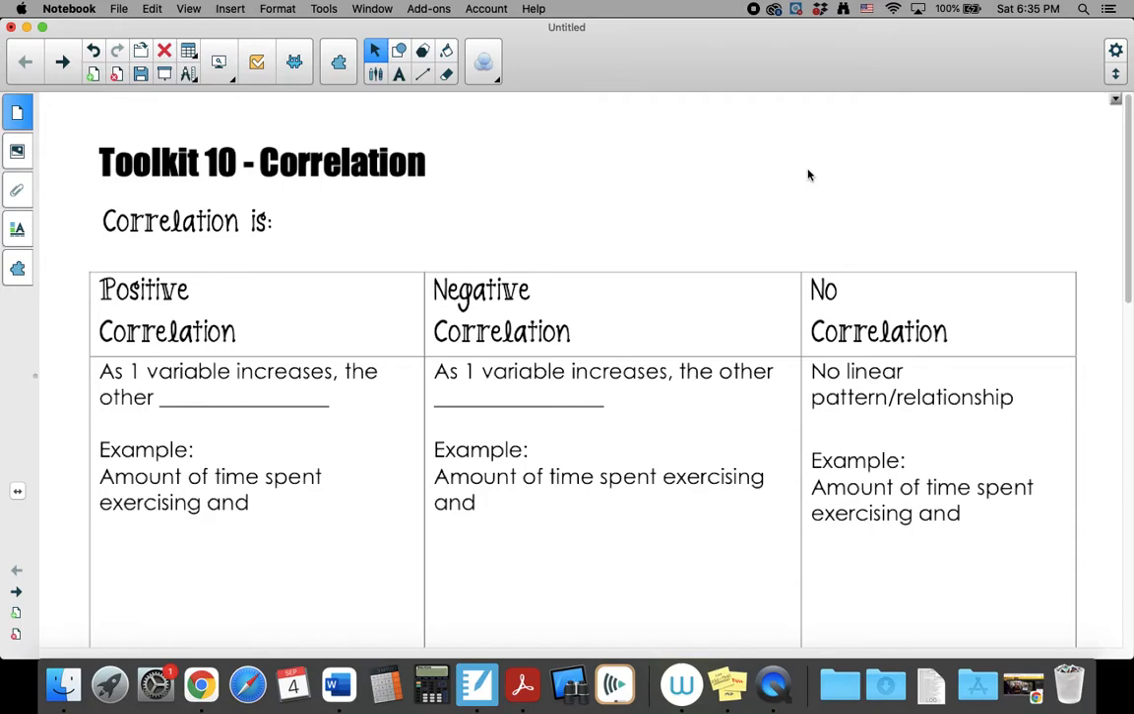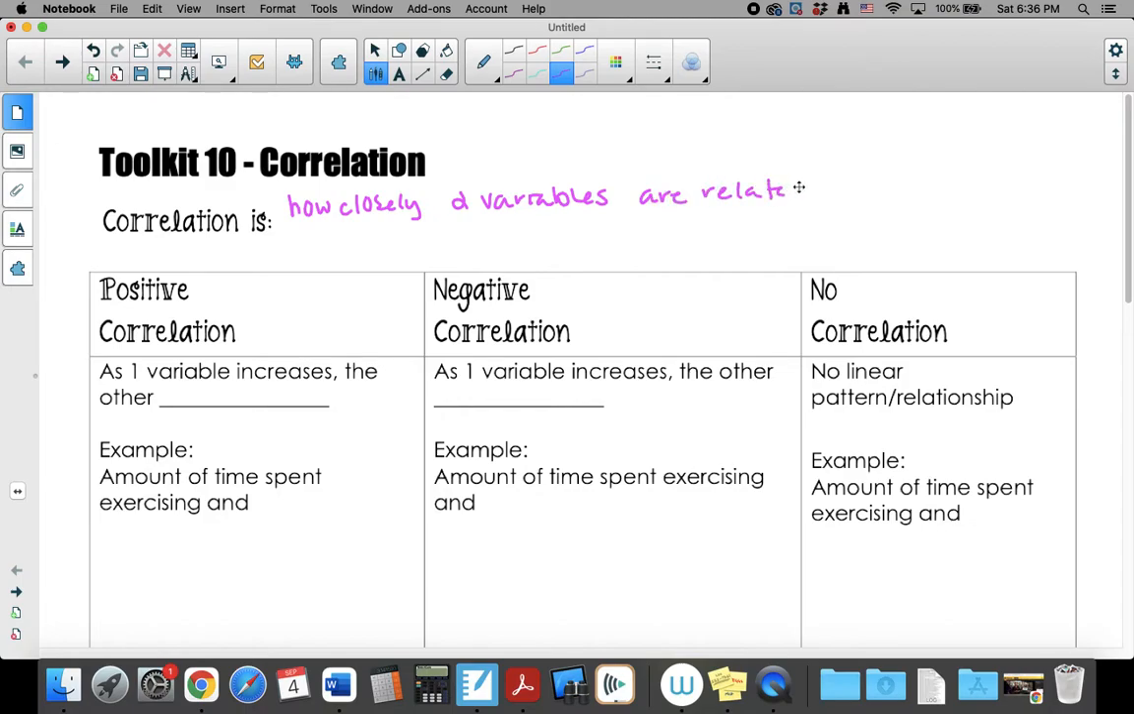This video is on correlation. Correlation is how closely two variables are related. So we're trying to talk about how the data points are related to each other. We can really see this when we're looking at scatter plots, so it can be shown on a scatter plot.